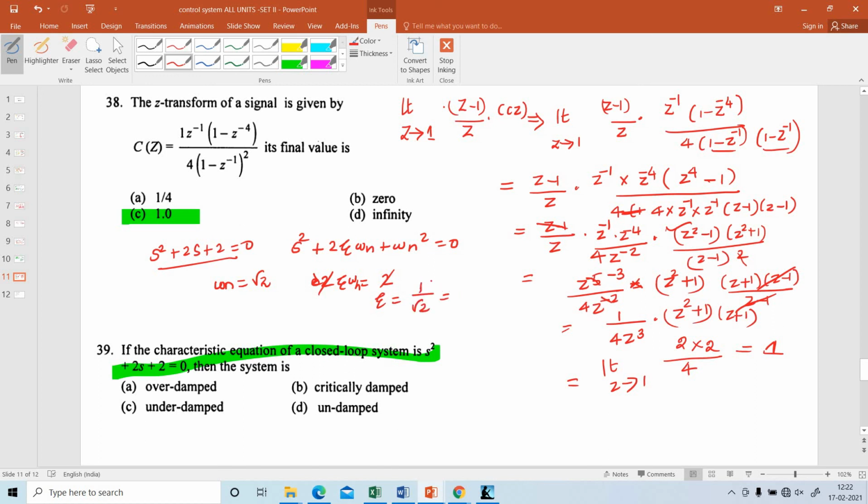1 by root 2 is what? Rationalize the denominator: numerator and denominator by root 2. Root 2 is 1.414, divided by root 2 into root 2, that is 0.707. So zeta is 0.707, which is less than 1. So that is an underdamped system. The system oscillation is underdamped. Option C is the correct answer.